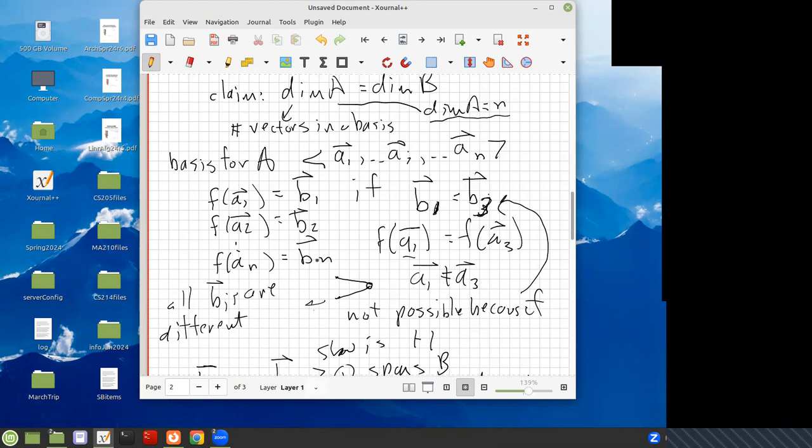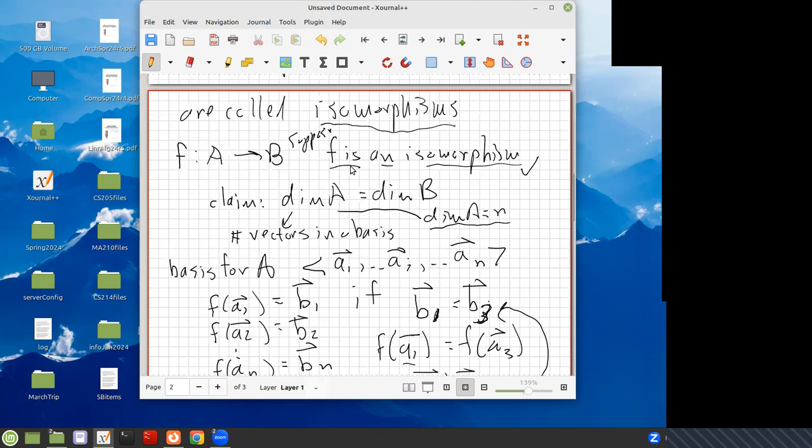Okay, but after you assume that f is 1 to 1, we have to show that it's onto. Oh, we know from the beginning that f is both 1 to 1 and onto, because that's what we're assuming. We're saying, suppose that we have an isomorphism f between A and B.